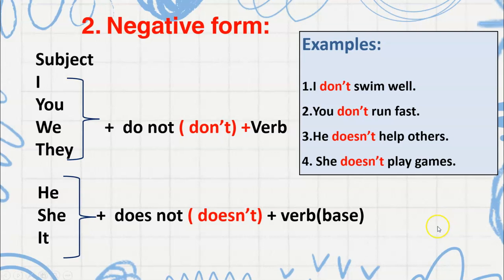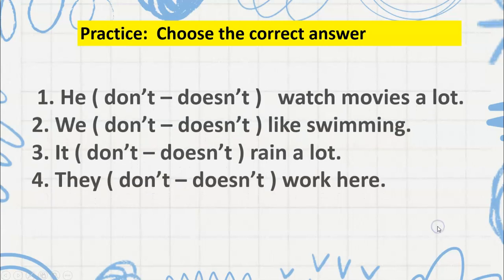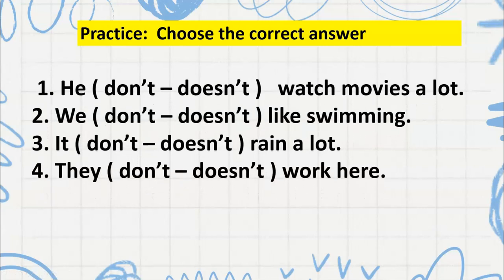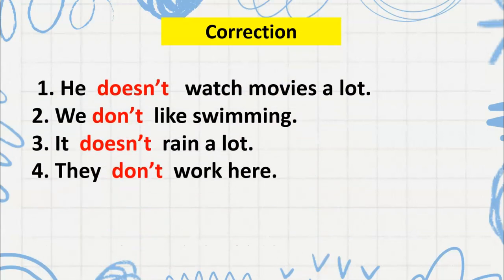Now, before we proceed to the third one, let's do some practice. You have to choose the correct answer. Either you choose don't or doesn't. Again, pause your video, do your activity. After that, watch the answer. So this is the answer. He doesn't watch. We don't like. It doesn't rain. And last one, they don't work.